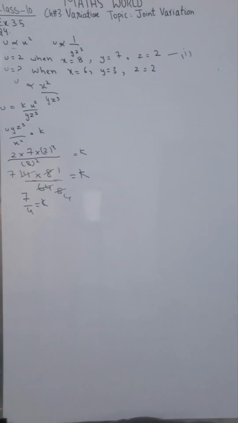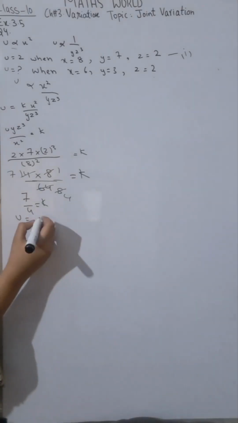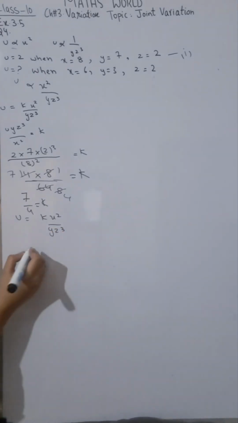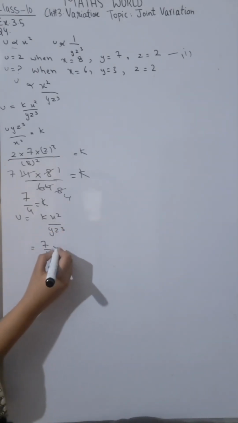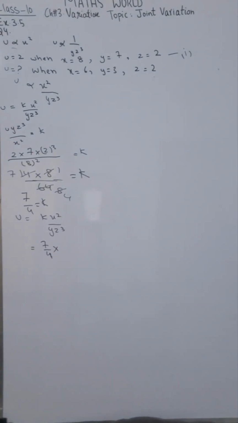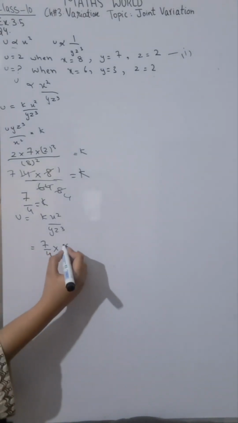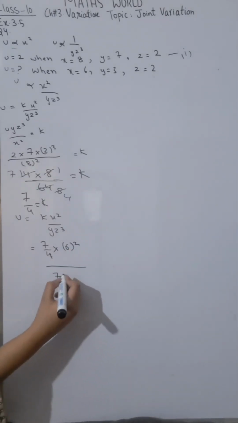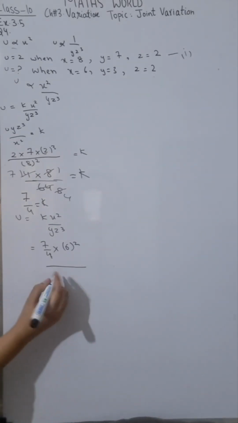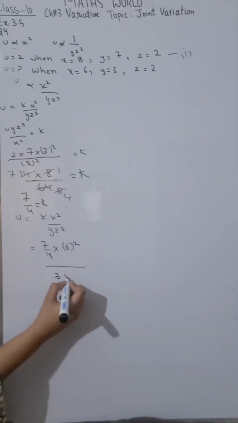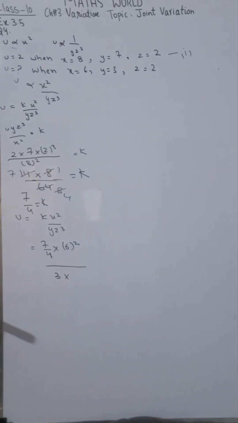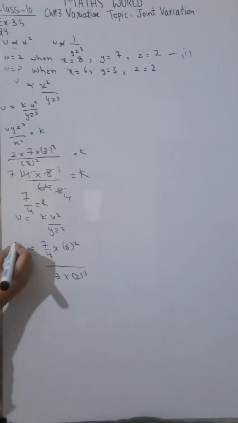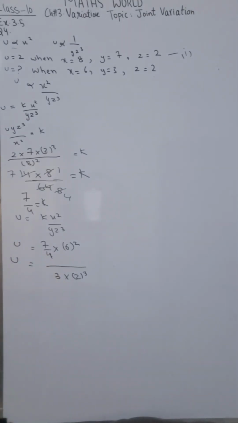Now find the value of u. So u is equal to k x square over y z cube. The k value is 7 by 4, multiplied with x square. And what is x square for the second case? 6 square, divided by y, which is 7, and z for the second case is 3, so 3 multiplied by z which is 2 cube. Like this. Either you can write u here like this, okay?